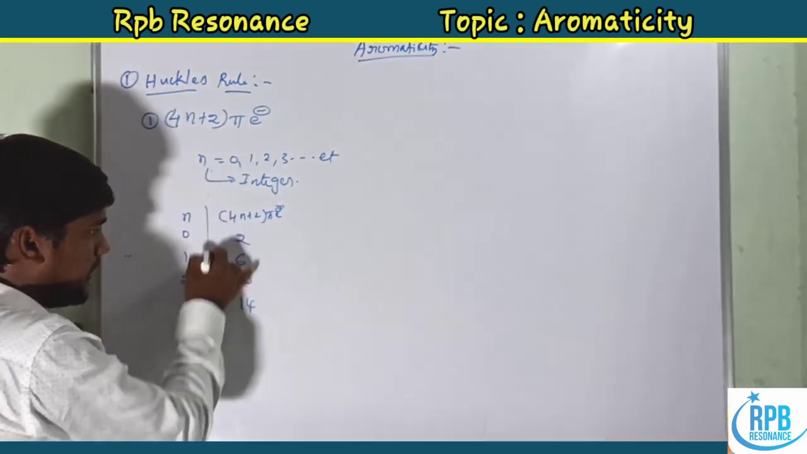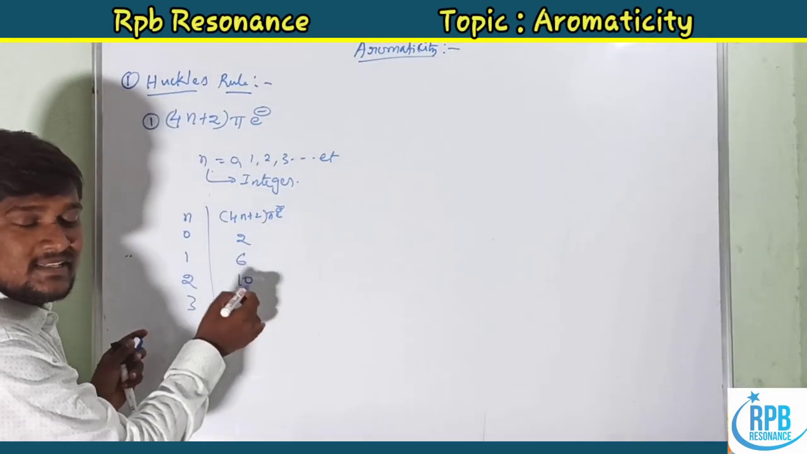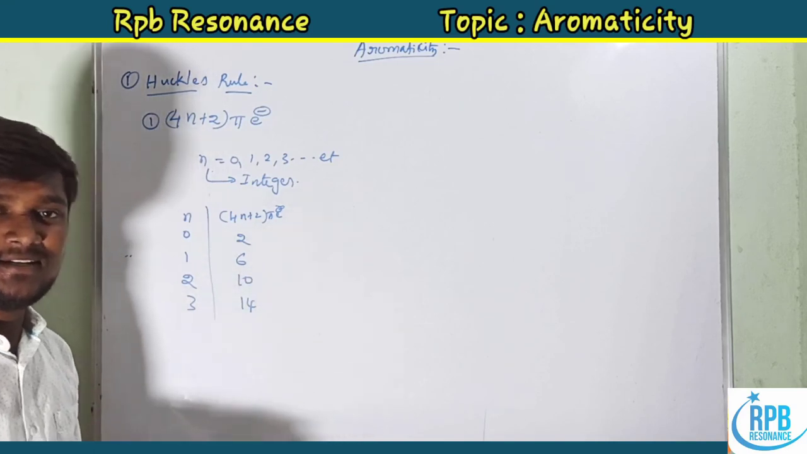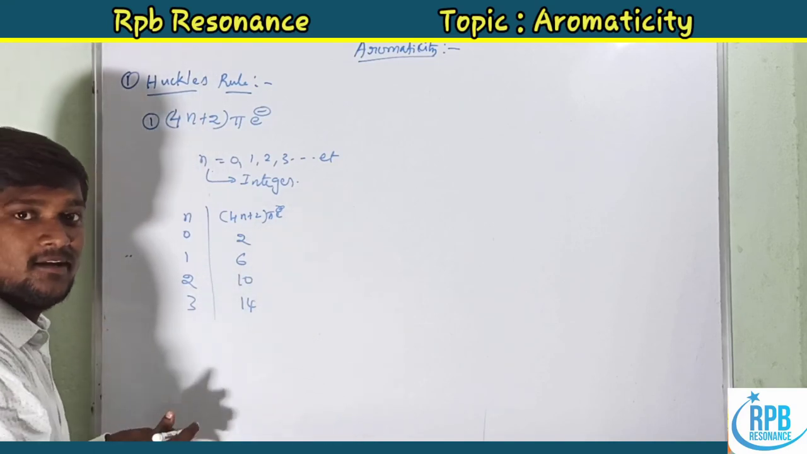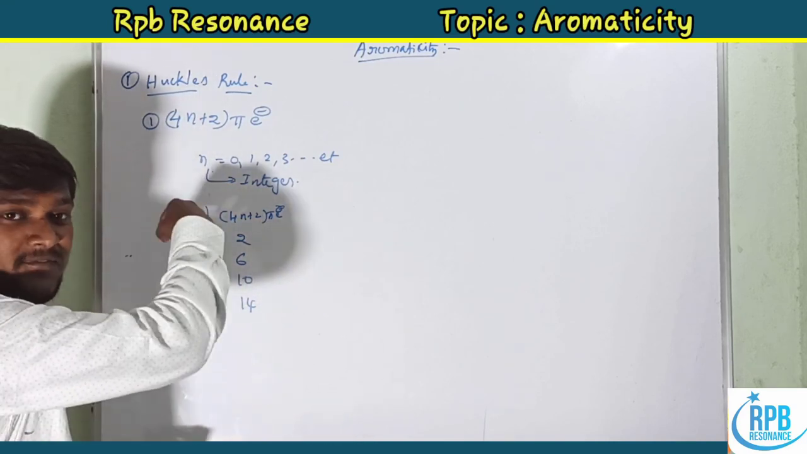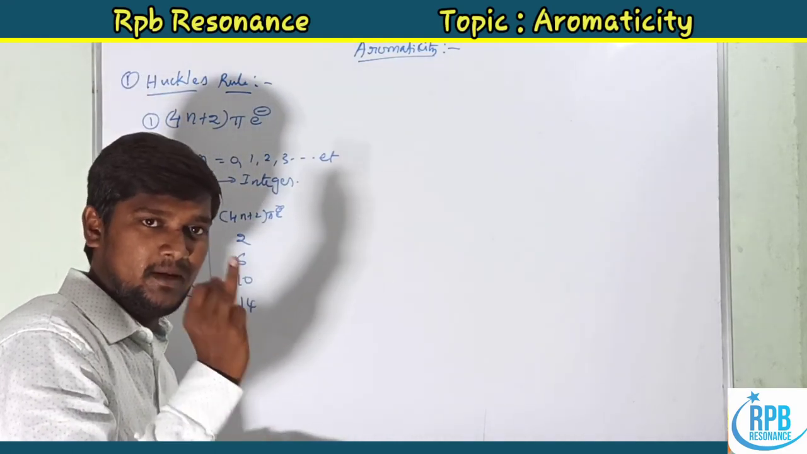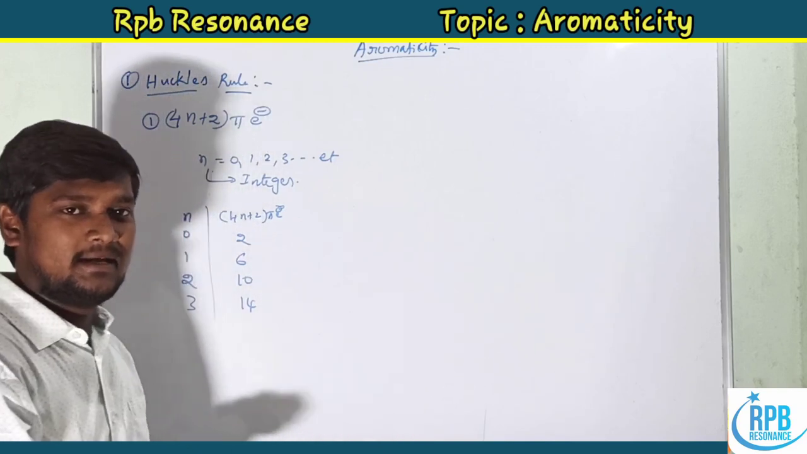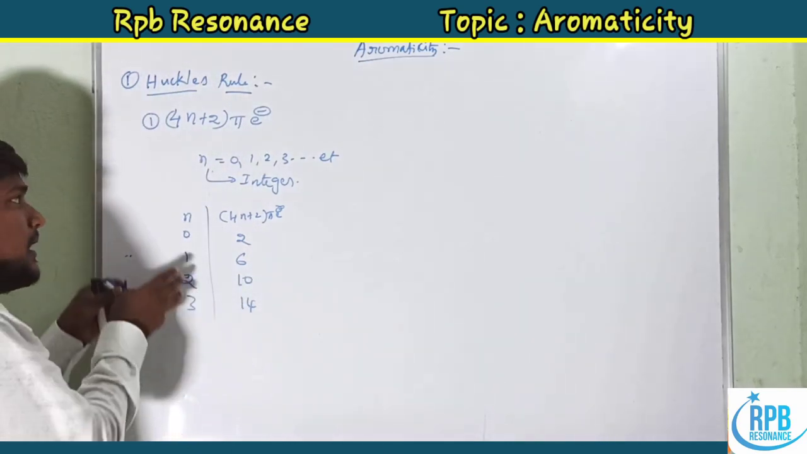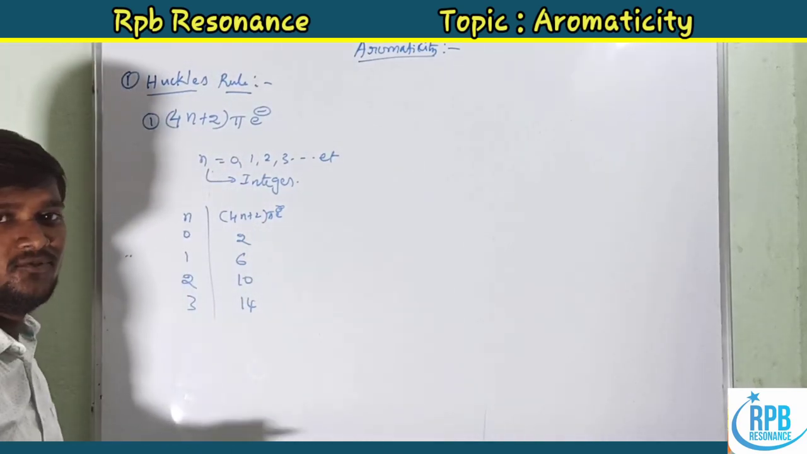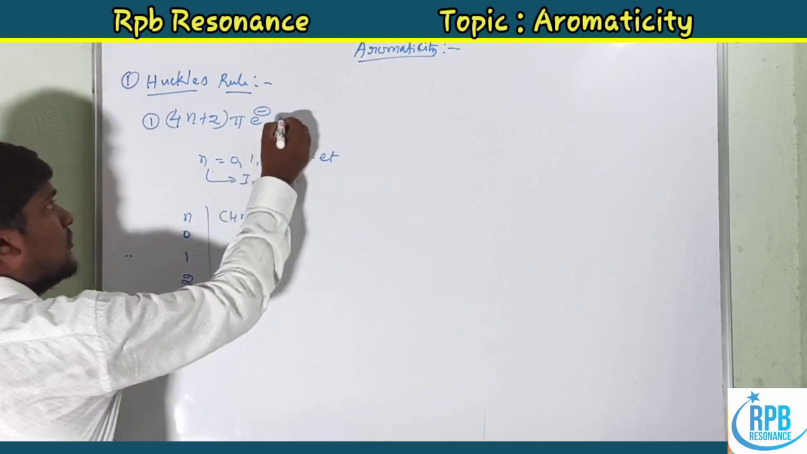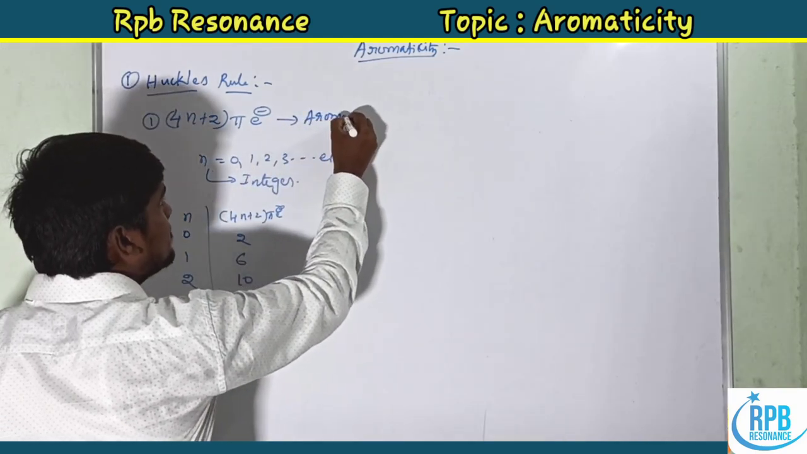So, these types of 2, 6, 10, 14 pi electronic systems are said to be aromatic, which obey the previous three rules. That means cyclic compounds, it should be planar, and it participates in delocalization. So those three, along with Huckel's 4n plus 2 rule, then the system is said to be aromatic. Okay, so this is the aromatic.